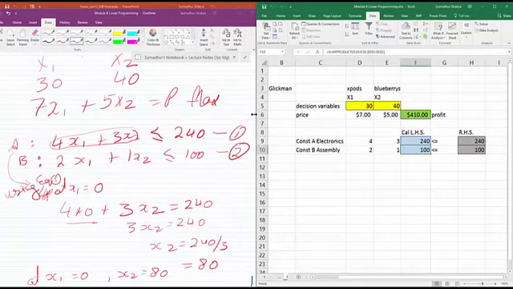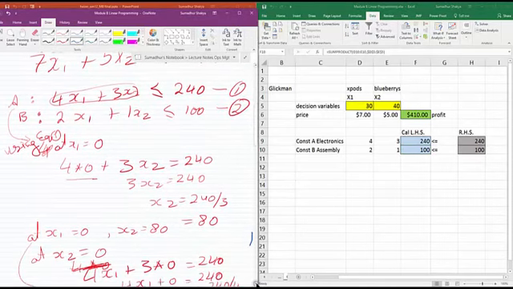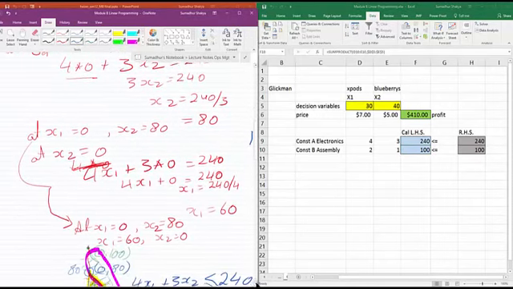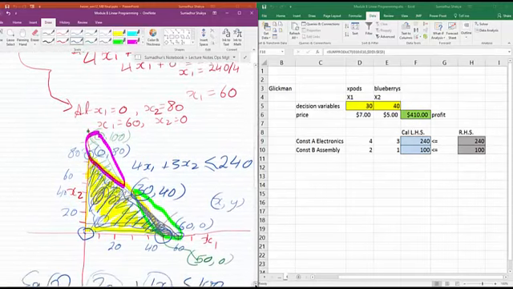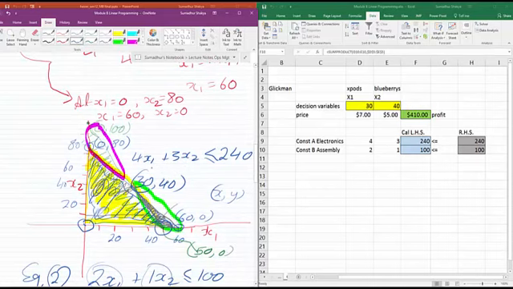So at x1 30 and x2 40, both of these constraints intersect at that point. If you come back to our graphical solution, solving for these two equations, equation 1 and equation 2, 2x1 plus x2 less than or equal to 100, this point satisfies both constraints. So now we know these 4 points are easily found by solving the equations algebraically.